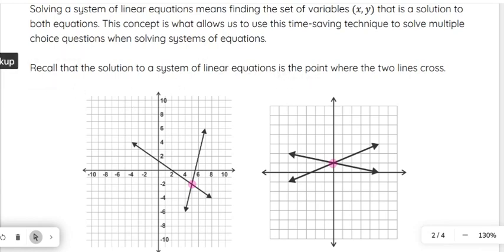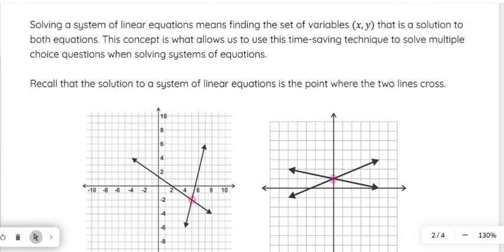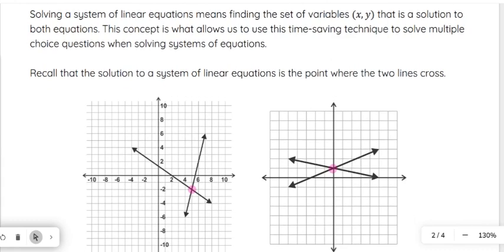So this concept, again, is what allows us to use this time-saving technique to solve multiple choice questions, because we're able to take the ordered pair answer choices and plug them into the system of equations and see, is that in fact the point that is part of both lines? So it has to be the one point that is part of both of these lines in a 2-variable 2-equation system.